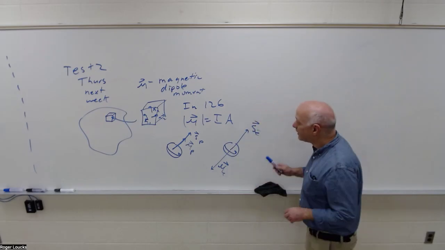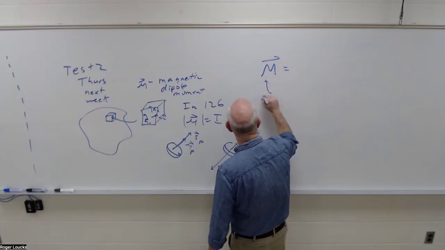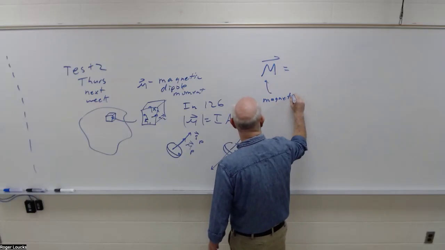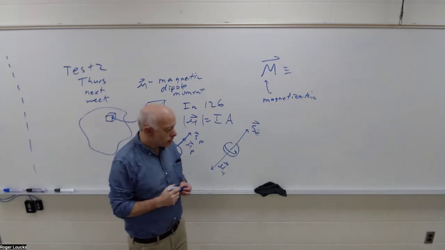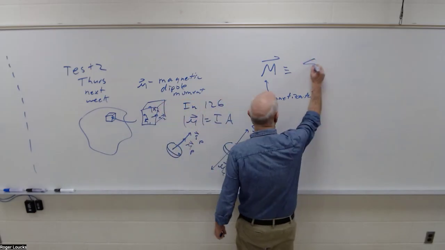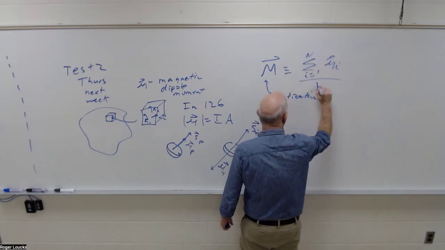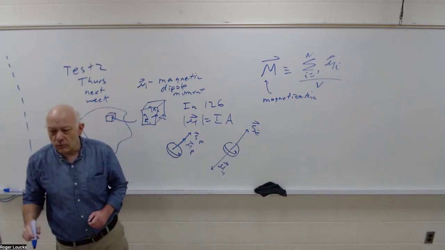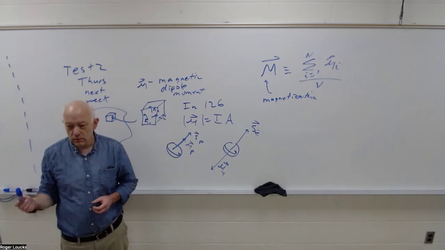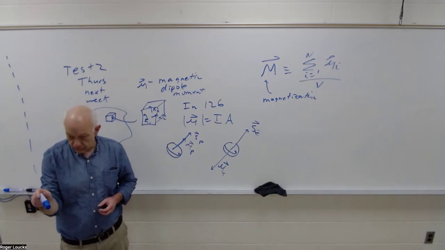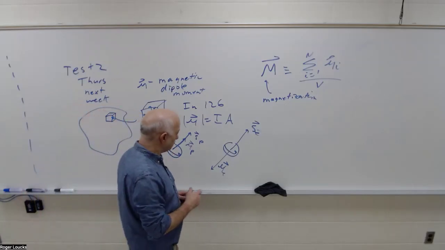Okay, so we have this thing called capital M, which we call the magnetization. How do we define it? The sum of the magnetic moments in that little volume over the volume of the box. How do we define capital P, the polarization vector? The sum of all the electric dipole moments divided by the volume of the box.